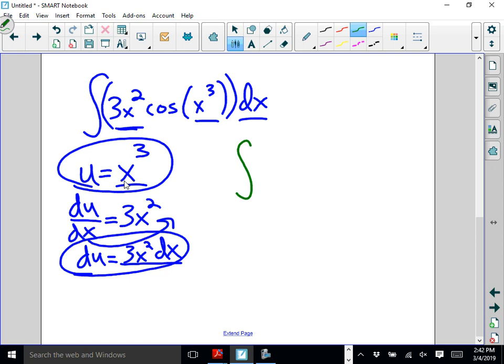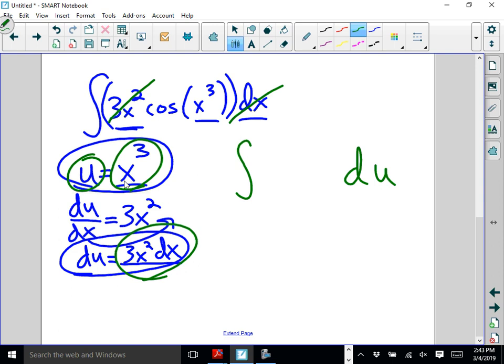Now du equals 3x squared dx. So I have now accounted for those two pieces. And all I'm left with is cosine of x cubed. But x cubed is going to be subbed out for u. This integral I write should be totally in terms of u. I shouldn't see any x's left over. You never want to have a mix of u's and x's, or x's and u's.